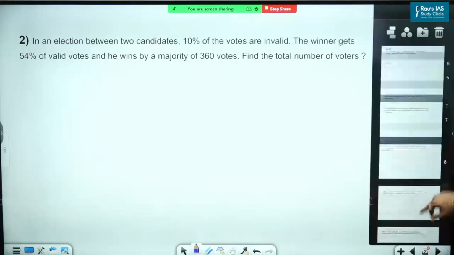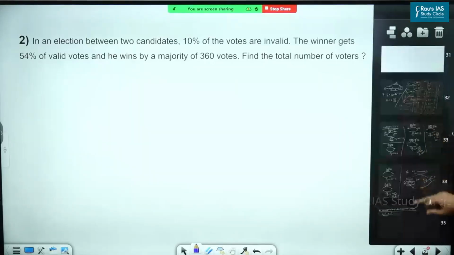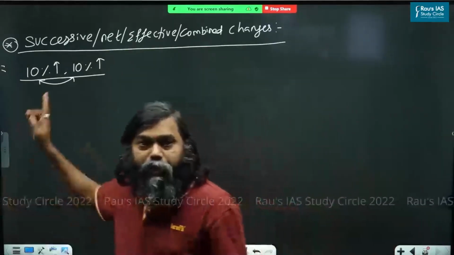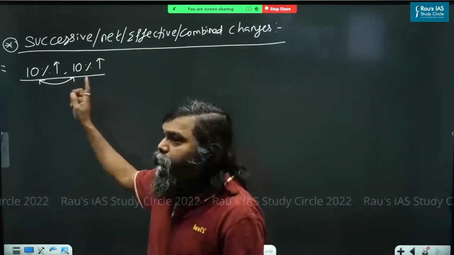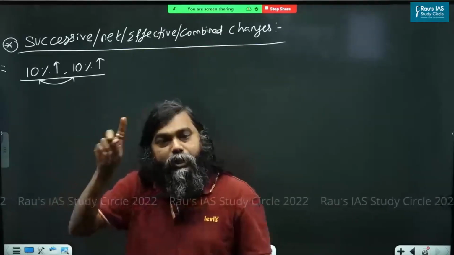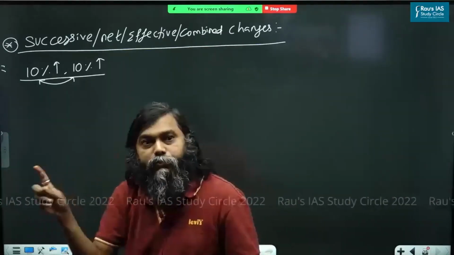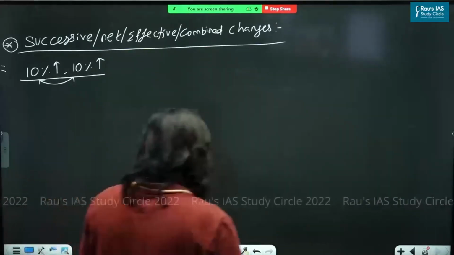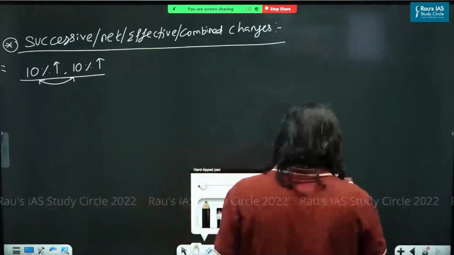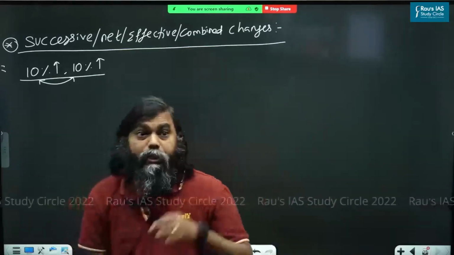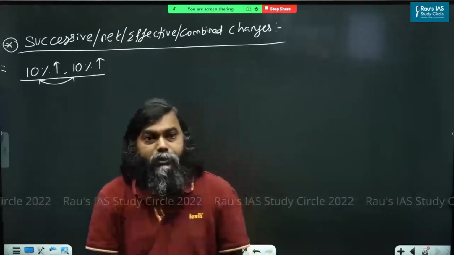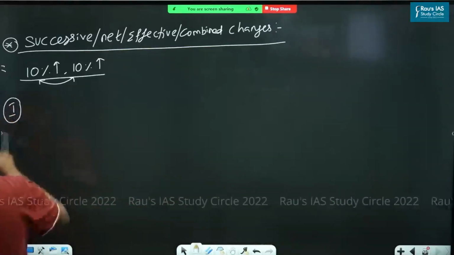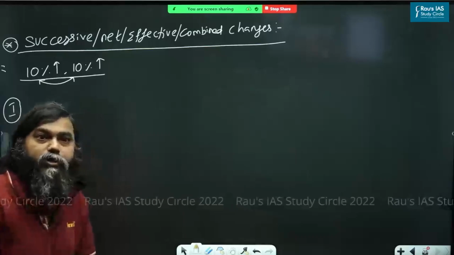Now you understand whether a question is suitable for successive changes or not. That means if all the percentages are not calculated based upon the same total, then only that question is suitable for successive changes. Understood? So now we are going to introduce the interpretation, not method, interpretation. Whenever the Big Bang theory started, interpretation was born simultaneously.